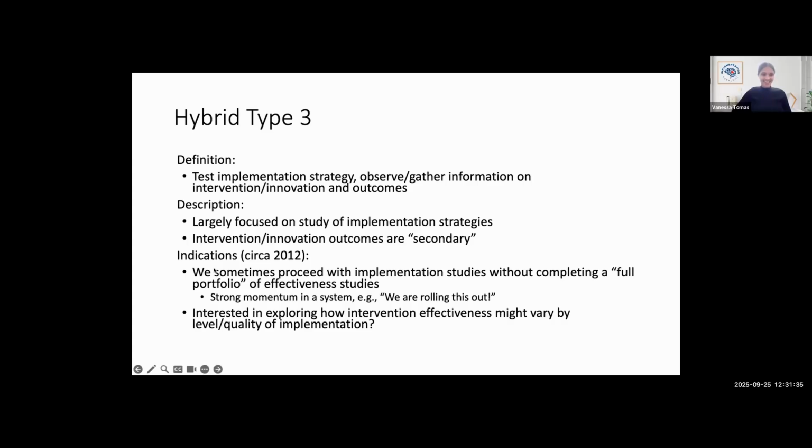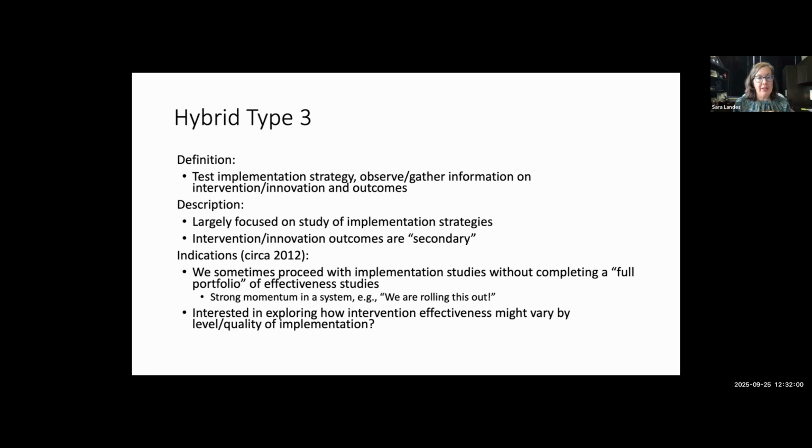Perfect. Thank you. So that's our hybrid type 1. On the other side is a hybrid type 3. So again, this is if your main goal is to test implementation strategies. So maybe you have 2 different strategies or bundles and you want to see which one works better. And your main goal is to see how do we get this thing implemented? And you'll still gather or observe information on effectiveness.